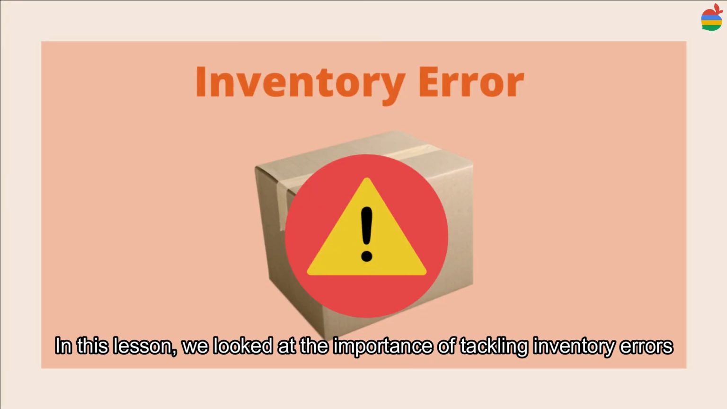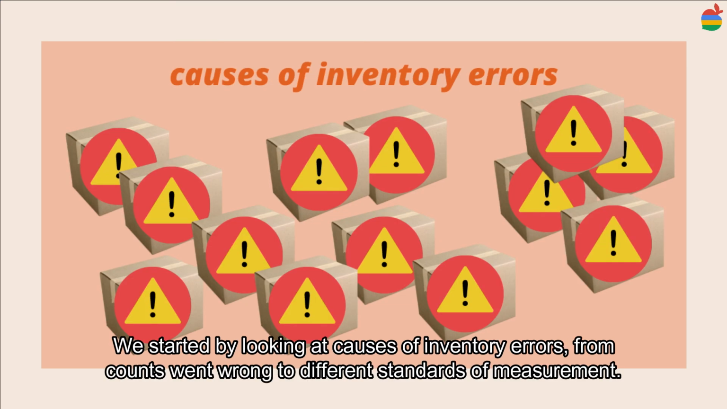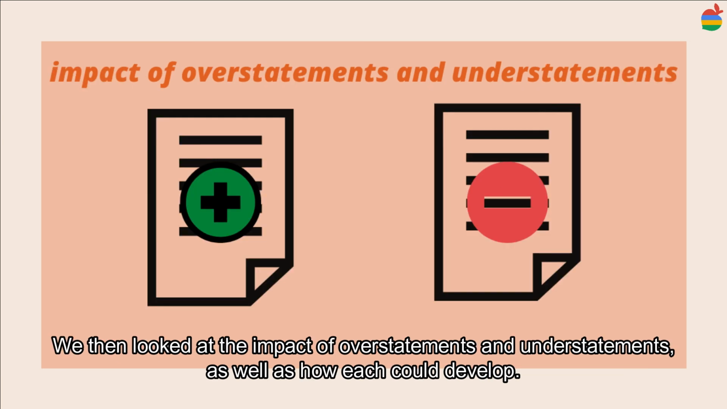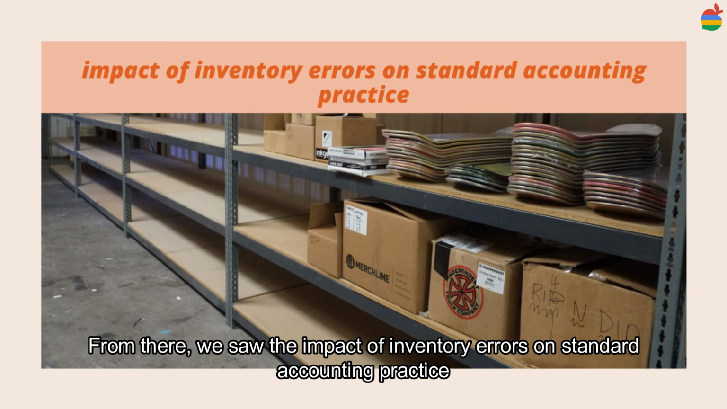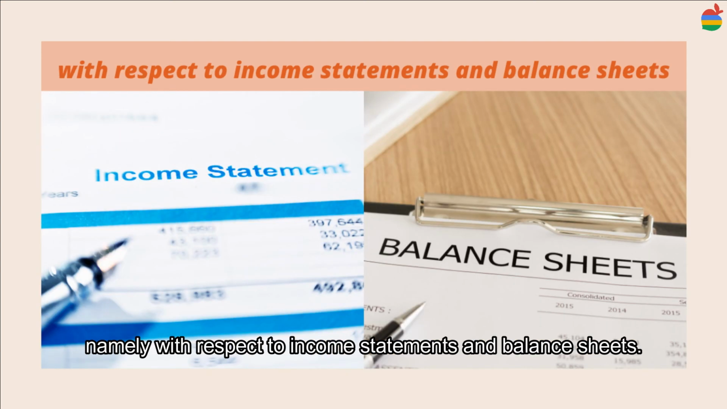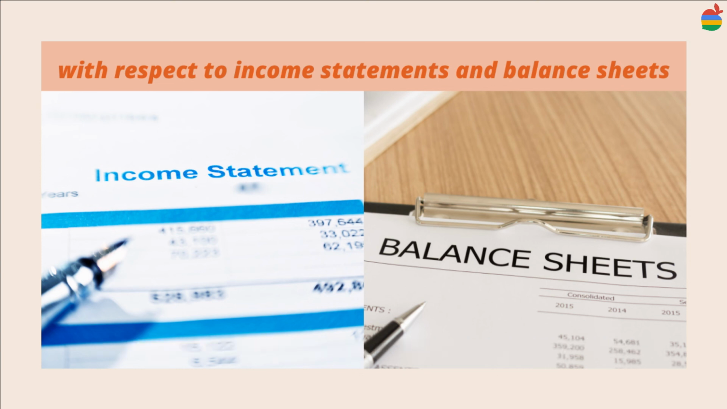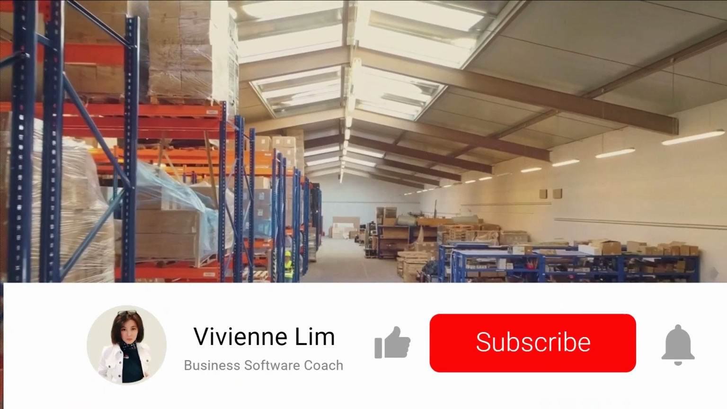What's the lesson summary in this video? In this video, we looked at the importance of tackling the inventory error. We started by looking at causes of inventory errors, from counts gone wrong to different standards of measurement. We then looked at the impact of overstatements and understatements, as well as how each could develop. From there, we saw the impact of inventory errors on standard accounting practice, namely with respect to income statements and balance sheets. That's the end of my sharing in today's video.